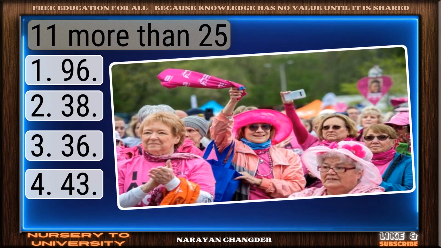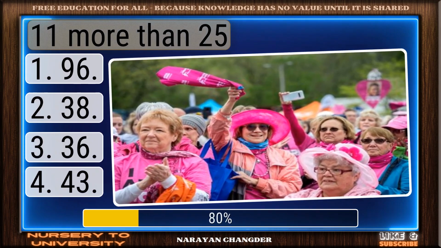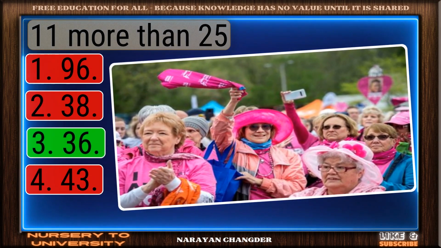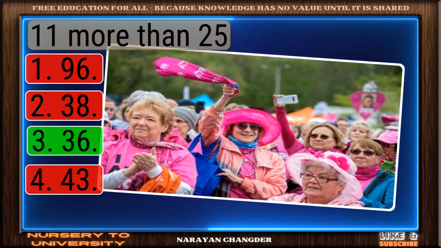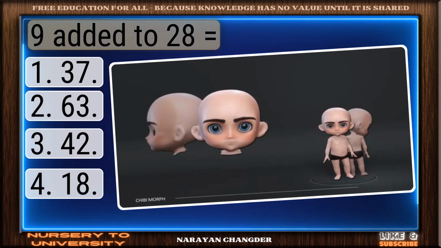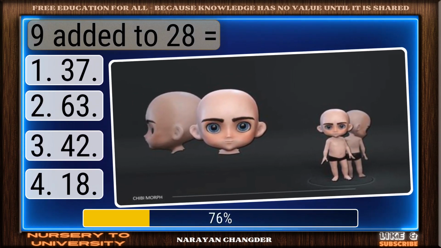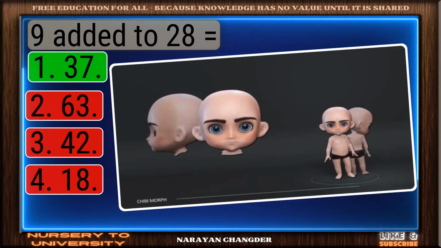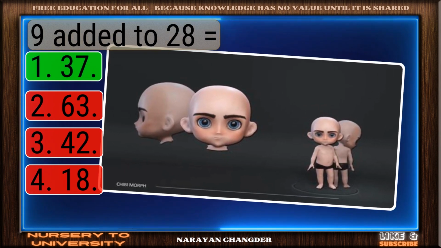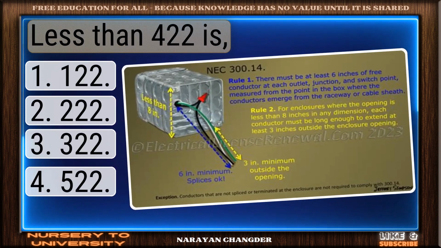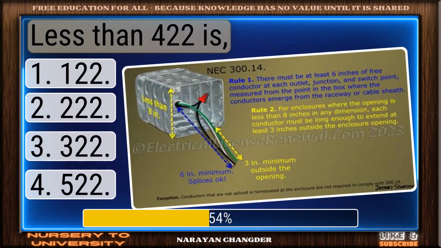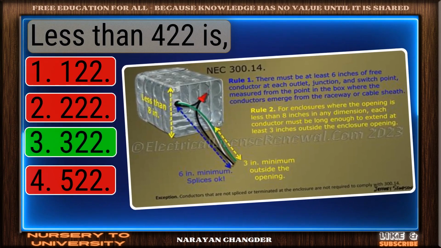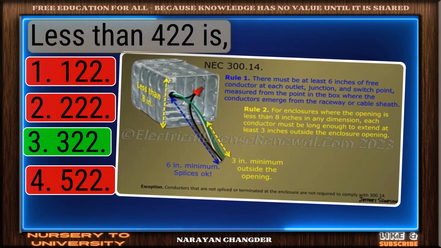11 more than 25. Strong choice. 36 is the right answer. 9 added to 28 equal to? Exactly. 37 makes sense, and it is right choice. Less than 422 is? Perfect. 322 is the correct choice.